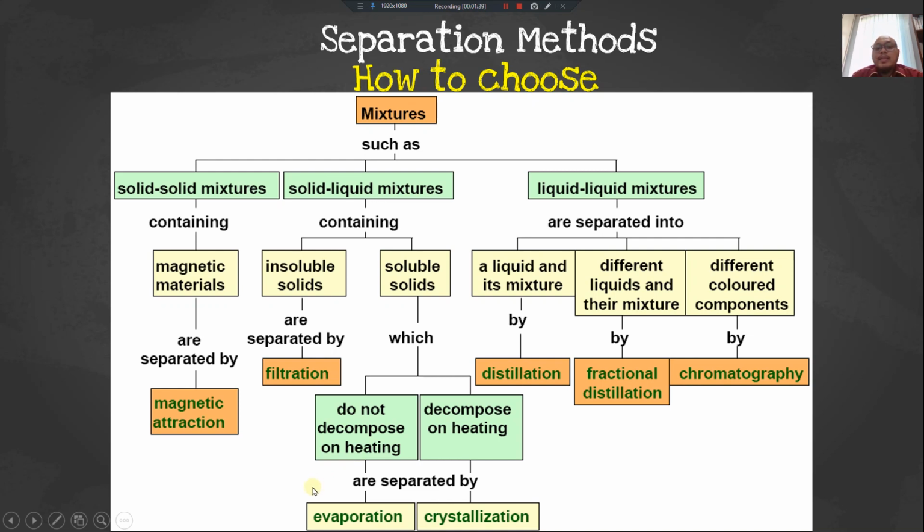So let's say, for example, you have A and B. You want to collect A at 70 degrees Celsius, the boiling point, meanwhile B at 50 degrees Celsius.